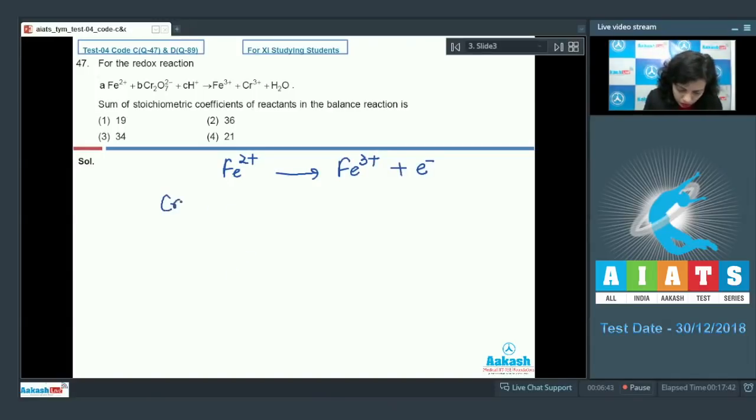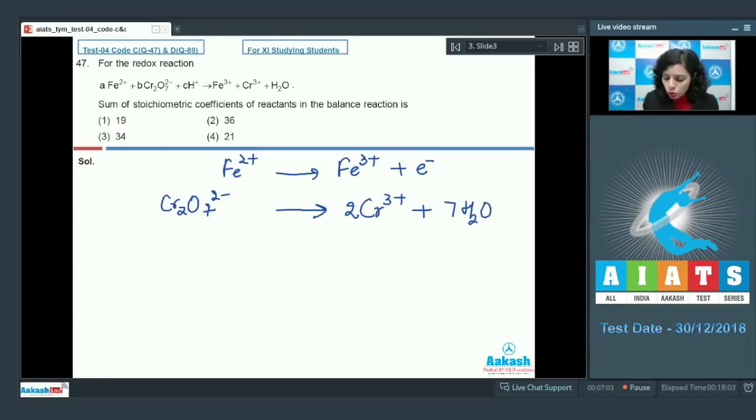Then the next half reaction is forming Cr3+. Let's balance this also. Chromium is balanced now. Let's balance the oxygen with 7H2O. To balance hydrogen, I'm just adding here 14H+ ion. Now it's a turn to balance the charge, and if you look at the charge, you have to add 6 electrons to this. Now just balance the number of electrons. Here 6 electrons are here, that's why we have to multiply 6 to this first equation. And after this multiplication, you will find out that this equation becomes this.